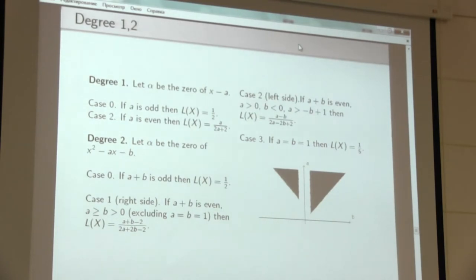So let's start from case 0. If the sum is odd, then L is 1 over 2. When our number is on the right side of the picture with the following restrictions, excluding the golden ratio, then we have a plus b minus 2 over 3 plus 3 minus 2. When it's on the left side, then it's the following expression. And for the golden ratio, the case is special. It's 1 over 5.